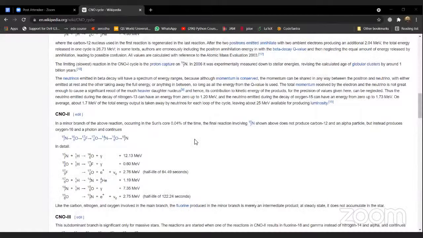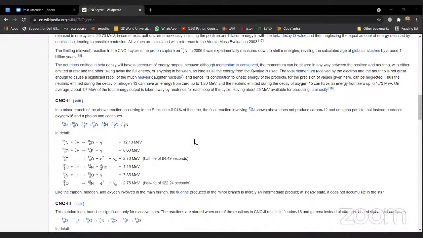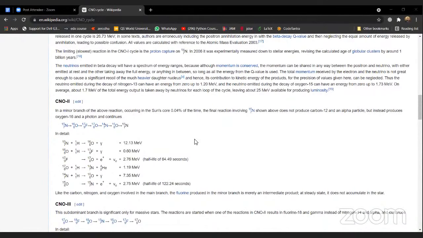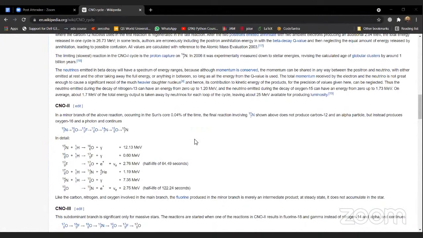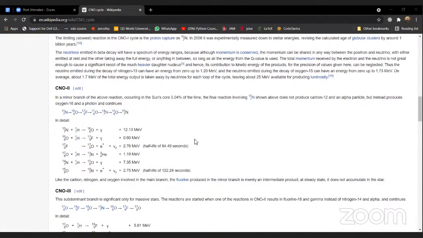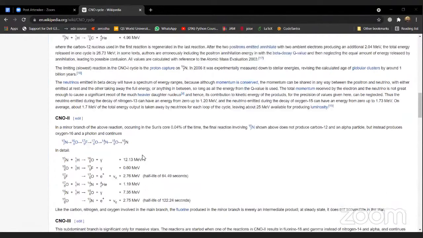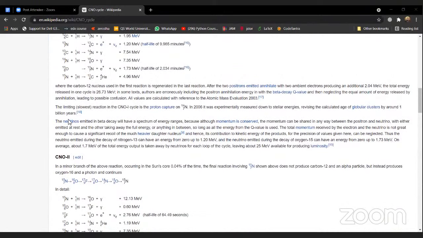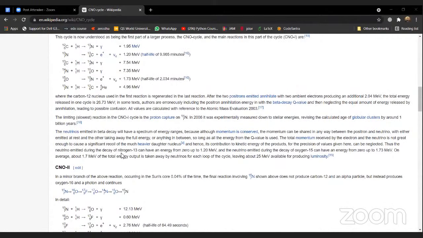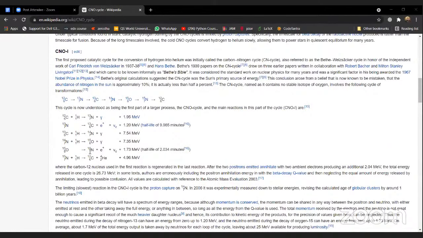So I'll just explain out this Wikipedia page. I couldn't make a PPT. So as Priyavarshini said, the CNO cycle is a series of reactions that end with helium being released. As she mentioned, in the CNO1, you have a carbon which is acting as a catalyst. Now in CNO2, the only difference is that a nitrogen will act as a catalyst.